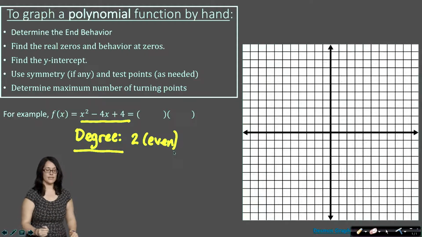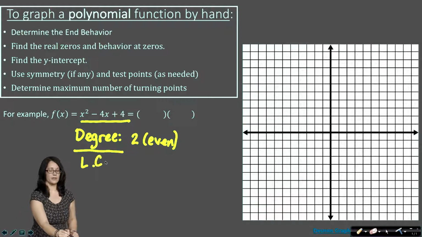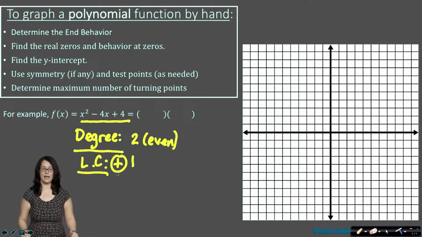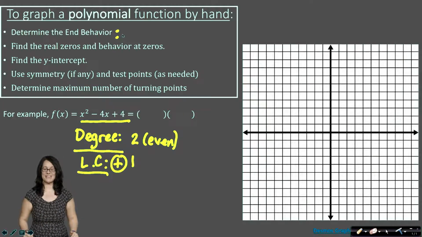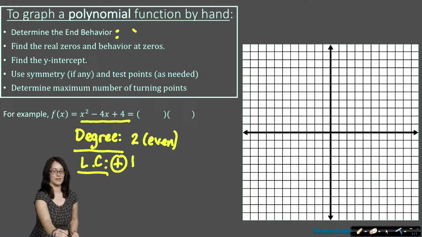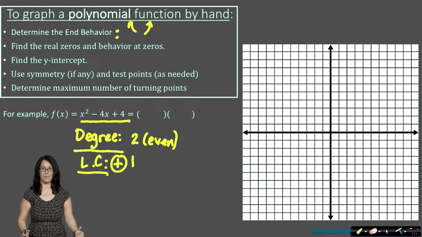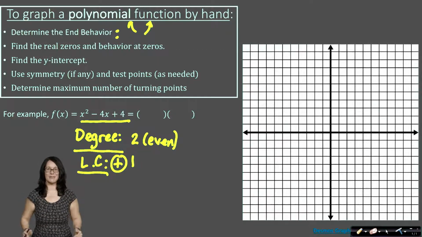We also can see that the leading coefficient is a positive 1. So what should be happening for my end behavior here? It should be going in the same direction and both increasing. So something like this should be happening. This one turns out to be a basic parabola, doesn't it? Degree 2 quadratic function. Remember, quadratic functions are special polynomials. Cubic functions are also special polynomials.